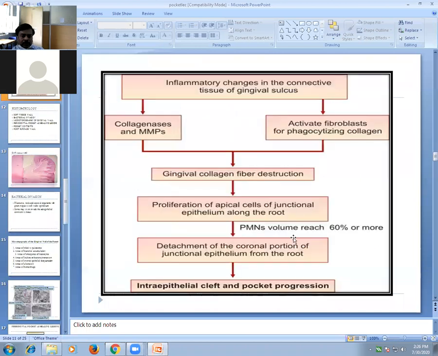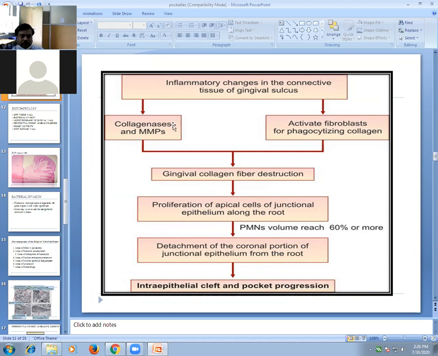So when the population of neutrophils exceeds more than 60%, the cohesiveness of the junctional epithelium is lost, so the junctional epithelium starts shifting apically. That's how the pocket forms.